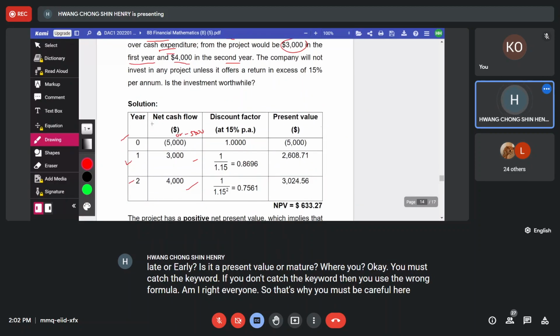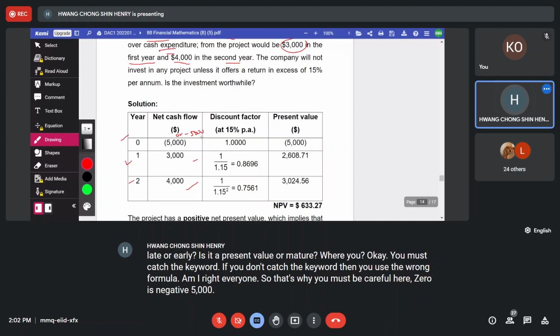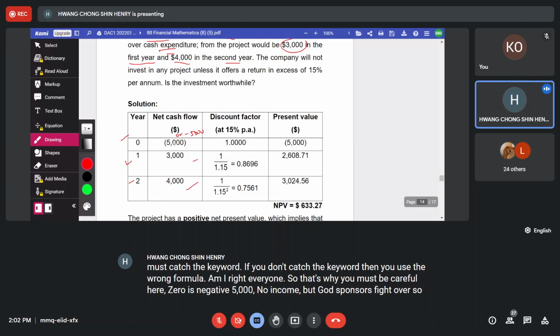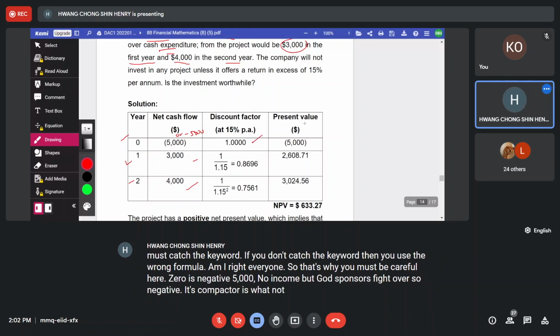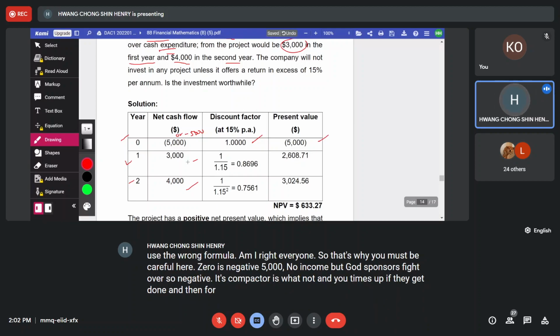The year 0 is negative 5,000. No income, but got expenses of 5,000. So negative. Discount factor is 1. Then you multiply, you still get a negative 5,000. And then for year 1, you have an income, a process. So we call it excess of income, profit.